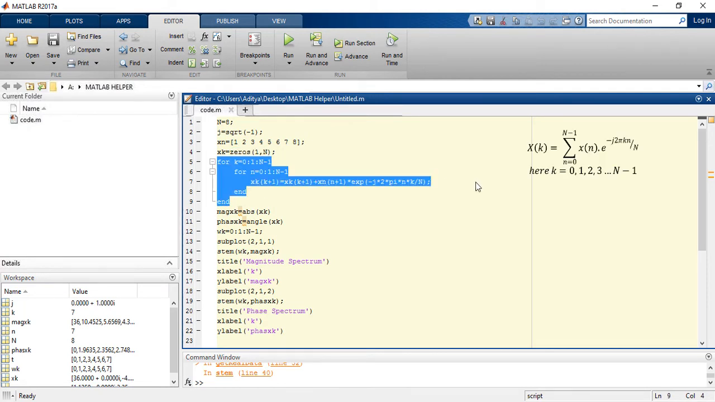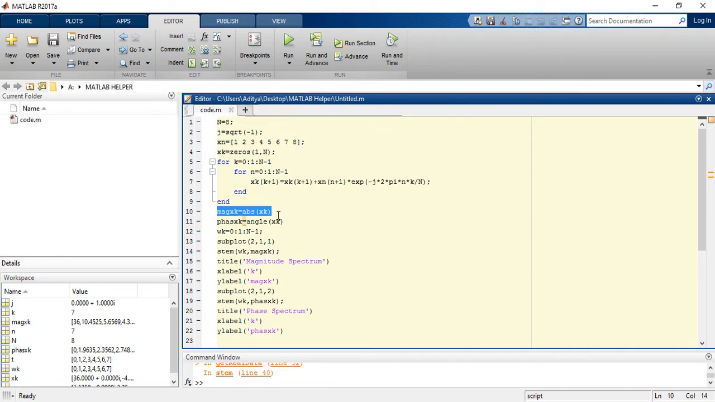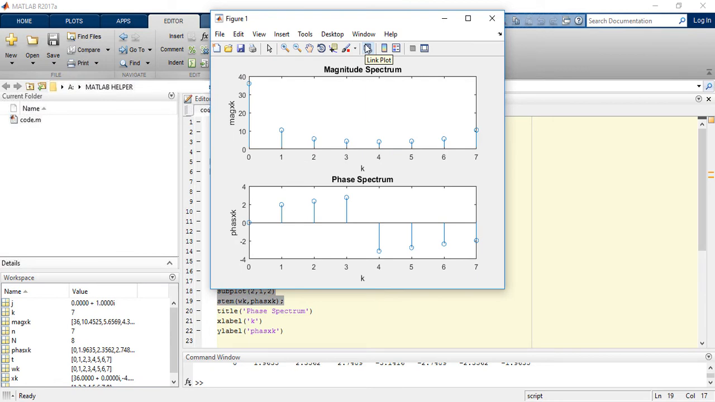Now the formula for DFT is here, and we implement the summation using for loops in MATLAB. So to plot magnitude, we need to find the absolute value of x of k, and to get the phase plot, we need to find the angle of x of k. Then we stem plot them in a figure using these commands. We plot wk, magnitude and wk, phase, and the output DFT is this magnitude and phase plot.